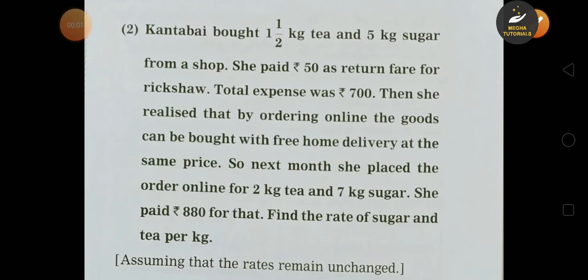Kantabai bought 1.5 kg tea and 5 kg sugar from a shop. She paid rupees 50 as a return fare for rickshaw. Total expense was rupees 700. So this is condition 1.